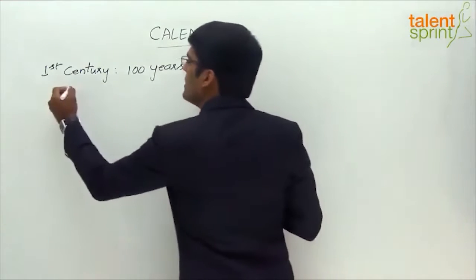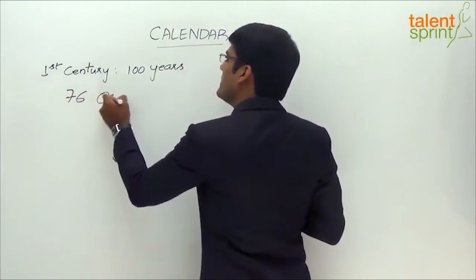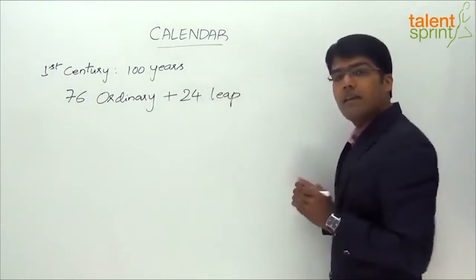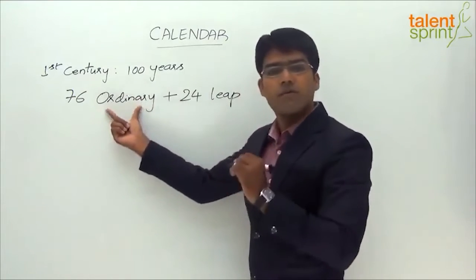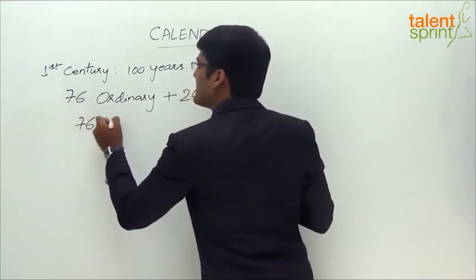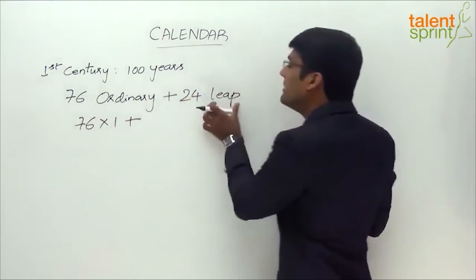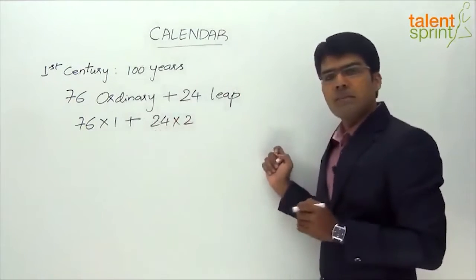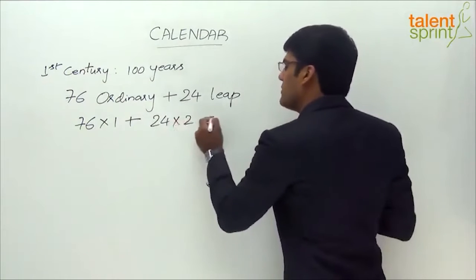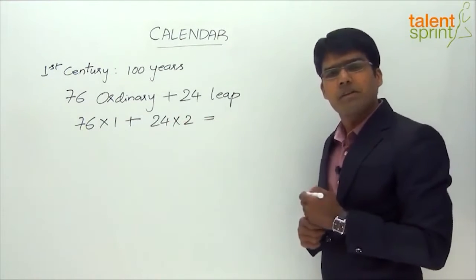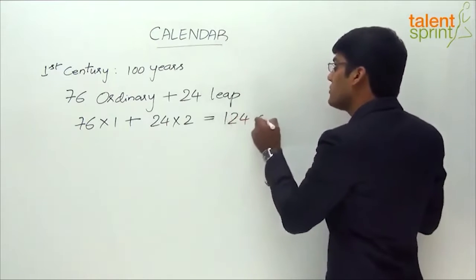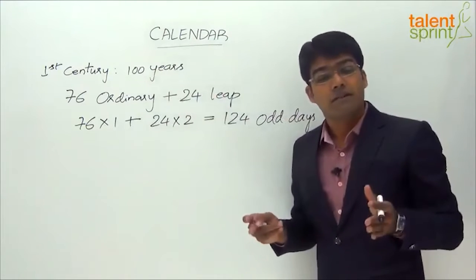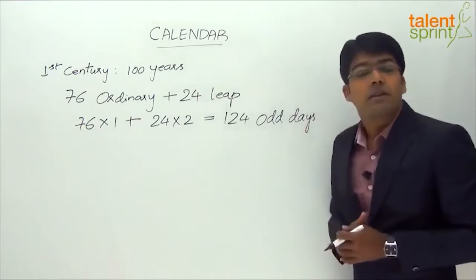So in the first 100 years, we know there were 76 ordinary years and 24 leap years. Now we know that in each ordinary year there is only 1 odd day. So the total number of odd days would be 76 into 1. Plus in each leap year we have 2 odd days, so the total number of odd days in 24 leap years would be 24 into 2. Now 76 into 1 is 76, 24 into 2 is 48. 76 and 48 would be 124. So altogether we have 124 odd days in the first 100 years. That means in the first century, from the first year to the 100th year, there were 124 odd days.